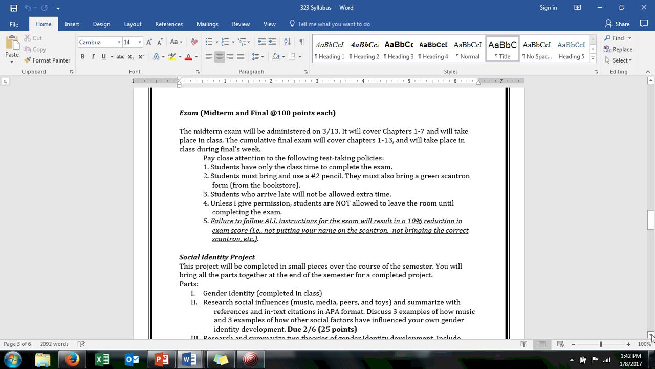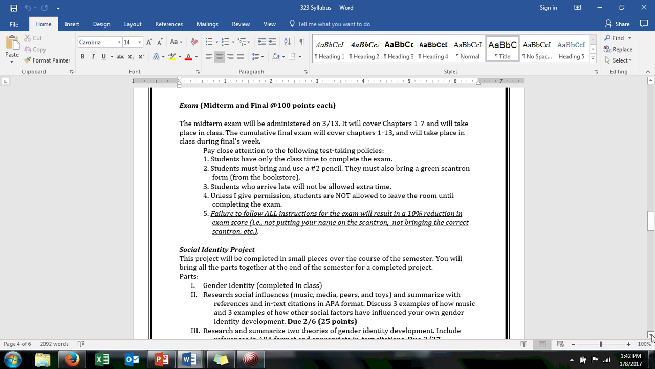Your exams will be a midterm and a final exam worth 100 points each. The midterm will be on 3/13 and cover chapters 1 through 7. And the final will cover chapters 1 through 13. It is cumulative and will be during the class's finals time slot. You will be expected to bring in a Scantron and a number 2 pencil to take the exam. If you arrive late, you will not be allowed extra time. If you need to leave the room during the exam, you will need to ask permission.